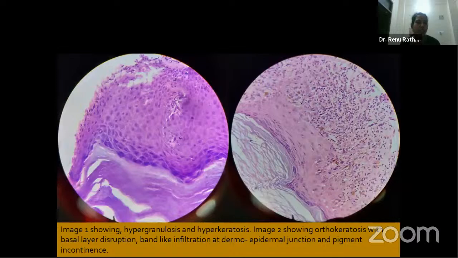In these images, we can see the first one is a case of lichen planus hypertrophicus.